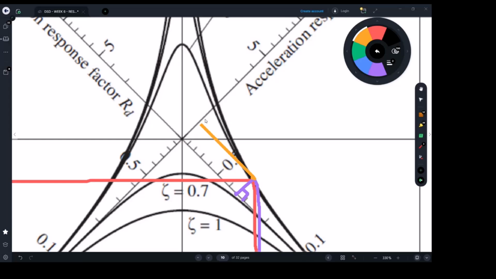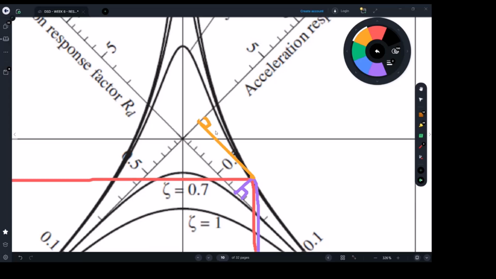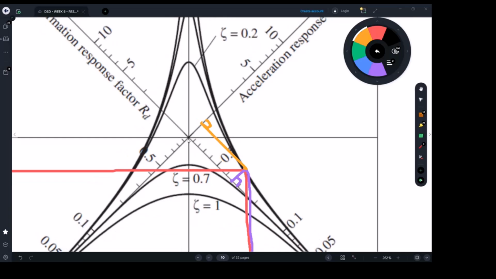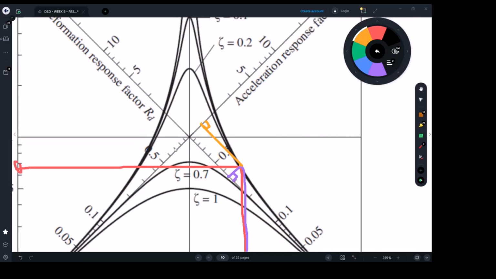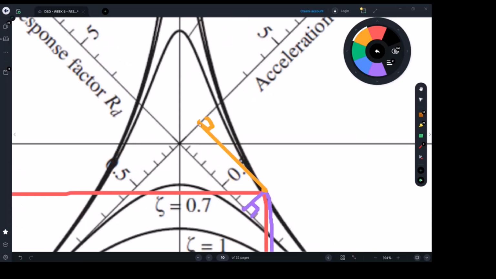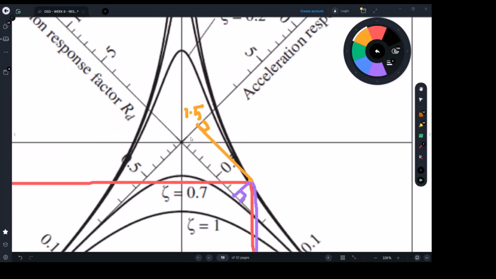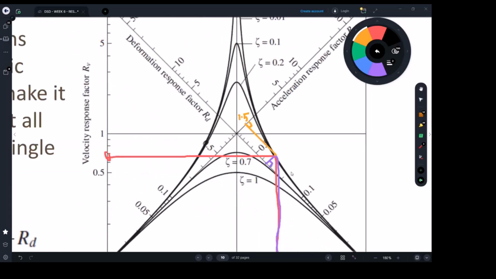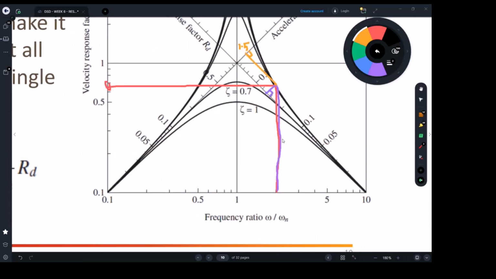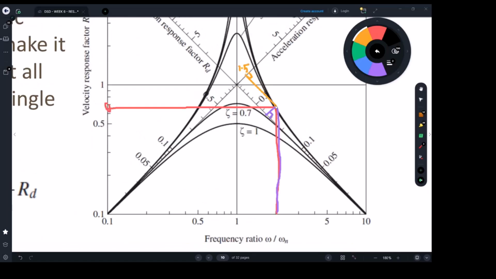And that will give you perpendicular. And this point here will be 0.5, and here is 1. That's 2 is here, so 1.5. Right? So 1.5 is your acceleration, RA. It is the acceleration response factor. So that was just letting you know how we use those graphs.